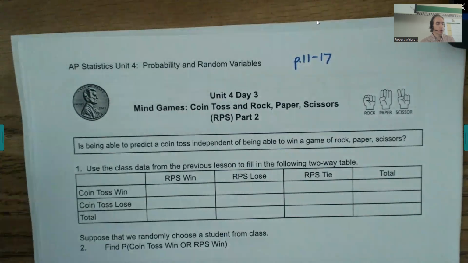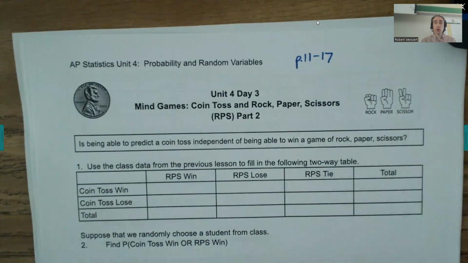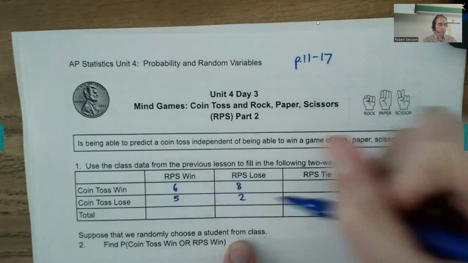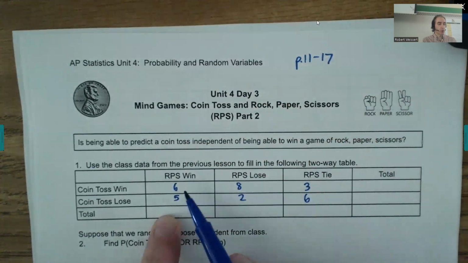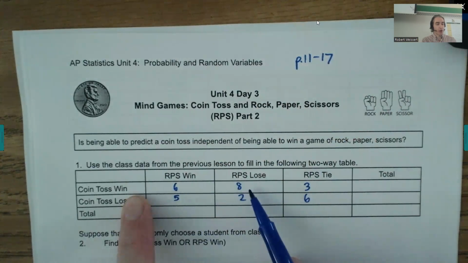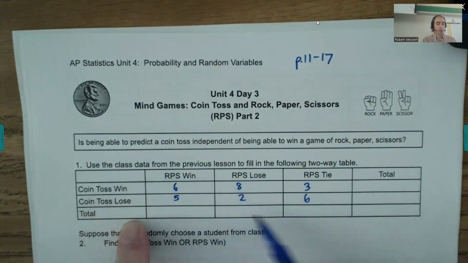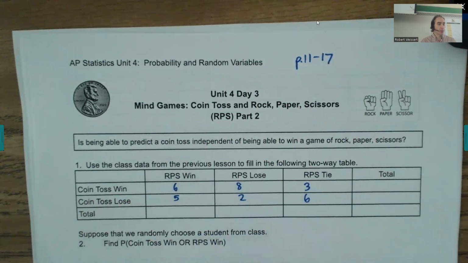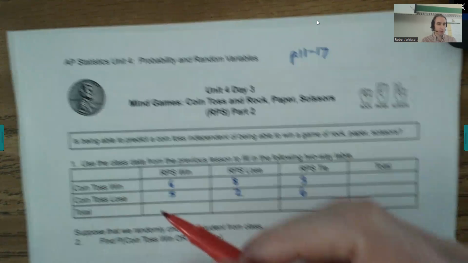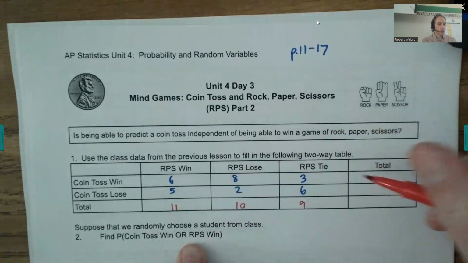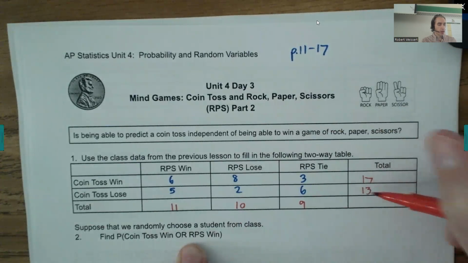All right, so we're going to make up some data. Suppose that we have a sample of 30 students, and we are playing rock, paper, scissors, and tossing a coin, and just looking at our possible outcomes. So let's say we got these numbers going on. 30 students, 6 won the rock, paper, scissors, and the coin toss win. 6 lost rock, paper, scissors, and won the coin toss. 6 tied rock, paper, scissors, and won the coin toss. And we had similar numbers, 5, 2, and 6 for the rock, paper, scissors win, lose, and tie that lost the coin toss. So imagine all of these numbers. We're going to get our totals. Anytime your table does not have your totals, you're going to want to add them up. So let's see, 14, 17, 13, and you should have 30 total.